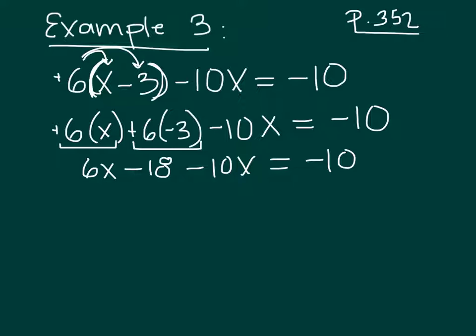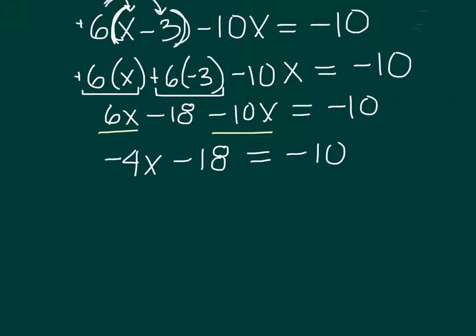So can I combine like terms? I sure can. 6x minus 10x. Well, 6x minus 10x is minus 4x. And then again, the negative 18 is just there. Okay, so combine like terms, check. So I'm done with number 1. Again, I'm referring to this yellow box or the yellow rectangle on page 352 of your book.